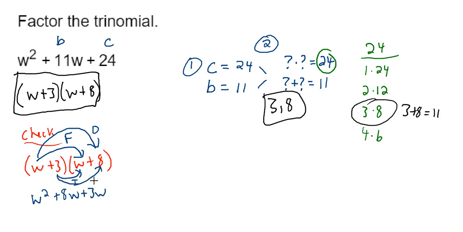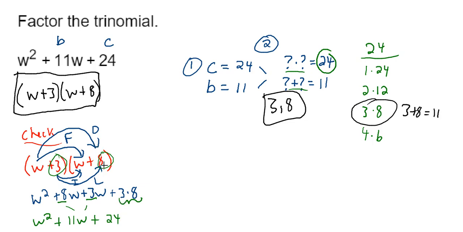And then we'll multiply the last terms together. That's the L in FOIL. And that's going to give me 3 times 8. Of course that's 24, but I want to write it out as 3 times 8 to point out why we were looking for two numbers that fit this description. Because notice what happens to these two numbers when you FOIL. The two numbers get added together in the middle to give you 11w, the value for b, and they get multiplied together in the last term to give you c, which is 24. So that's why we were looking for two numbers that fit that description.